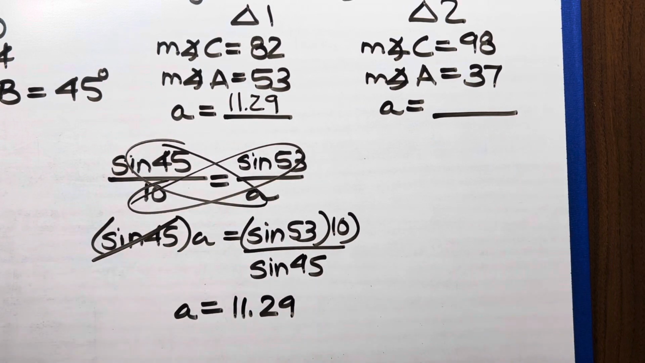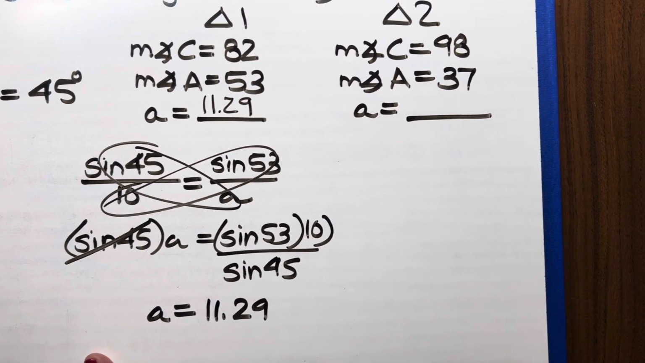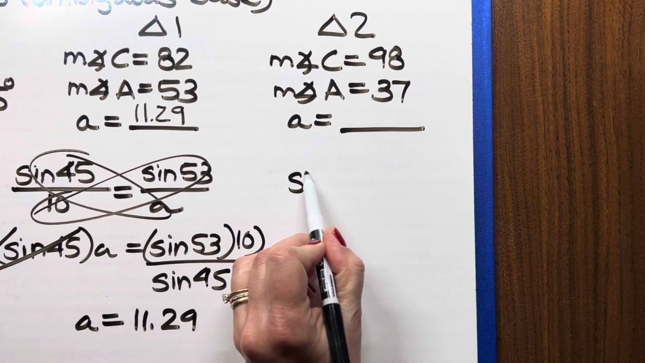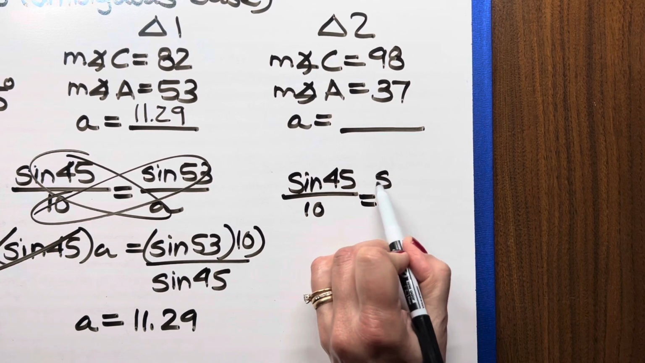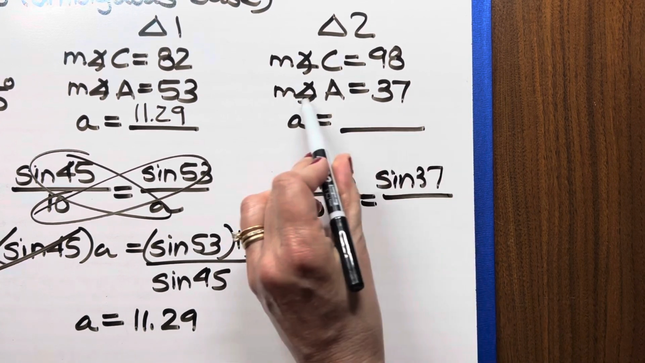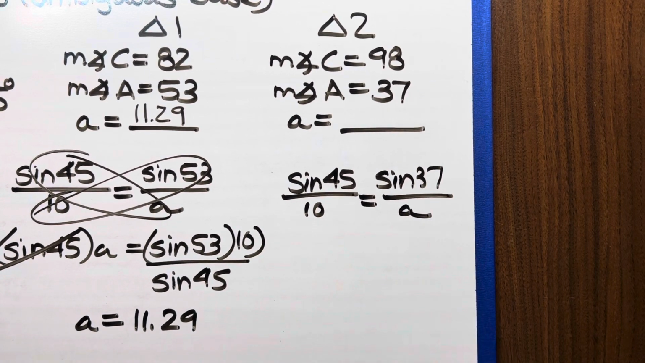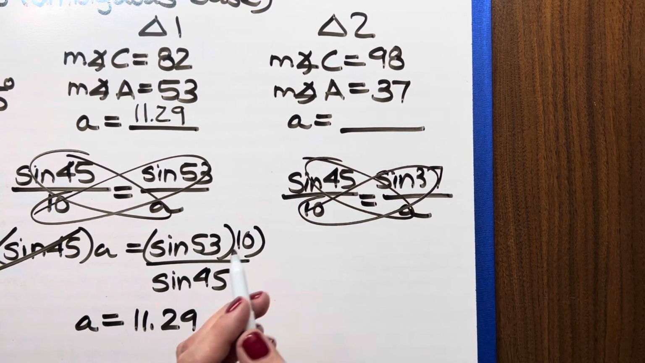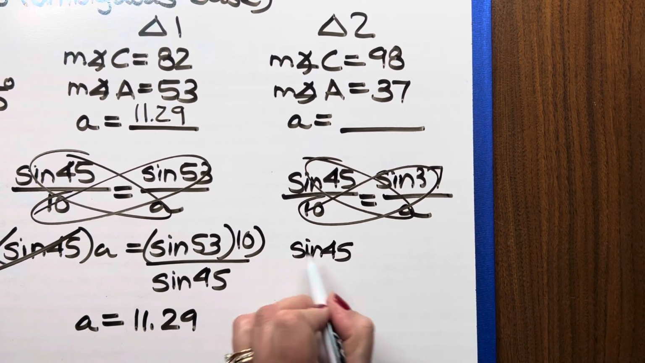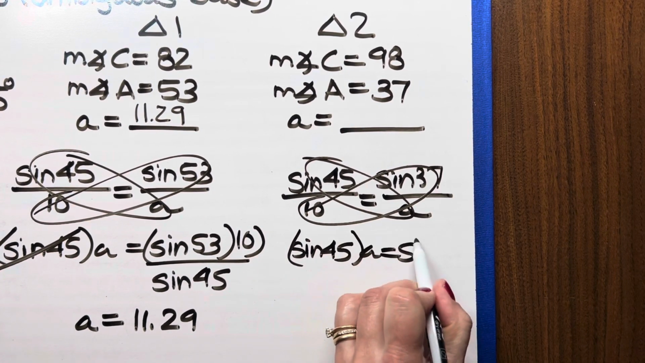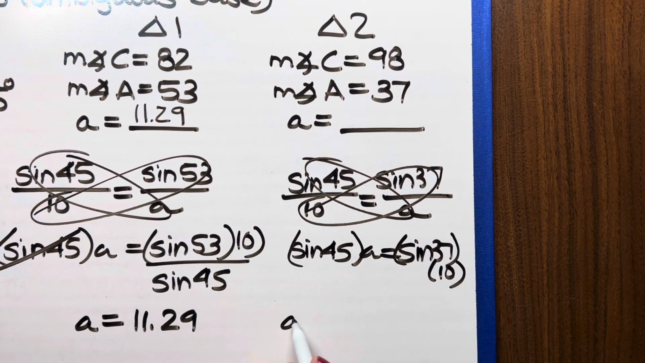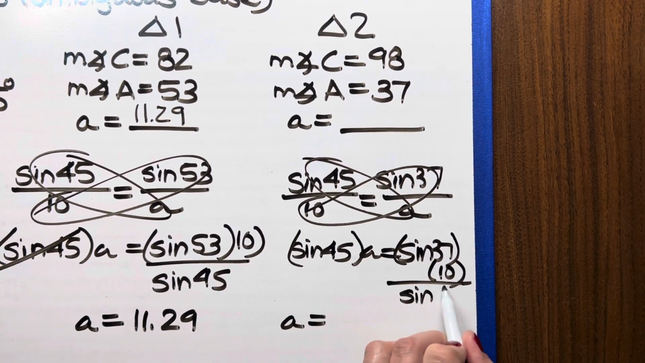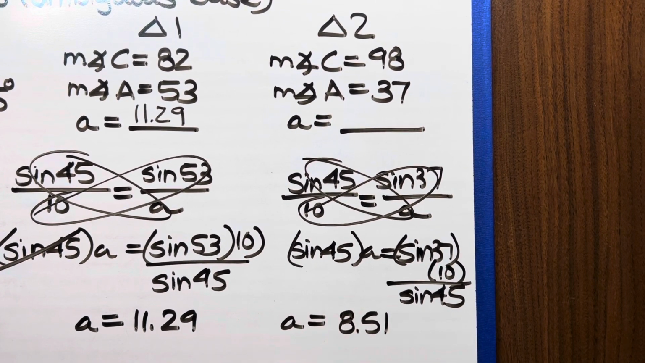So I've completed triangle number 1. Let's finish triangle number 2 now. I'm going to use the sine of 45 over 10. This time I have to use the sine of 37. This is my angle A in triangle 2 over A. Cross multiply here. So the sine of 45 times A is equal to the sine of 37, fit this in, times 10. Divide both sides by the sine of 45, and we should get approximately 8.51.